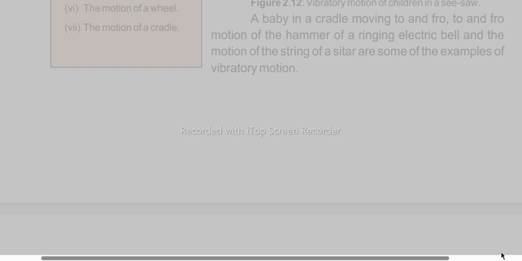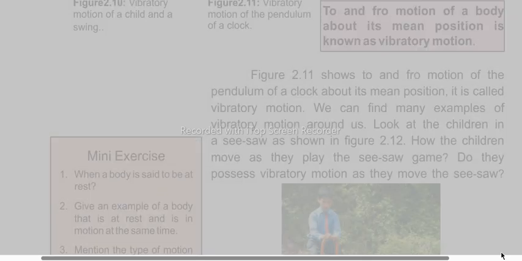Figure 2.12, vibratory motion of children on a seesaw. A baby in a cradle moving to and fro, to and fro. Motion of the hammer of a ringing electric bell and the motion of the string of a sitar are some of the examples of vibratory motion. Figure 2.11, vibratory motion of the pendulum of a clock. Figure 2.10, vibratory motion of a child and a swing.